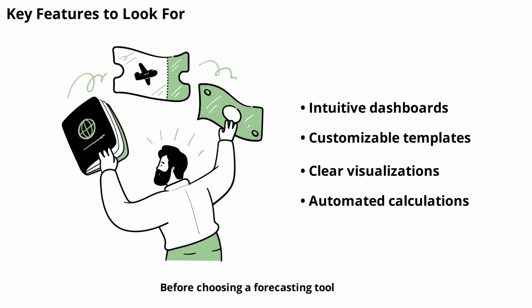Before choosing a forecasting tool, it's important to know which features matter most. Look for software that offers intuitive dashboards, customizable templates, and clear visualizations. Automated calculations, scenario analysis, and easy data import are also valuable. The best simple forecasting tools let you adjust assumptions on the fly and instantly see the impact on your financial projections. These features help you stay agile and make better decisions.